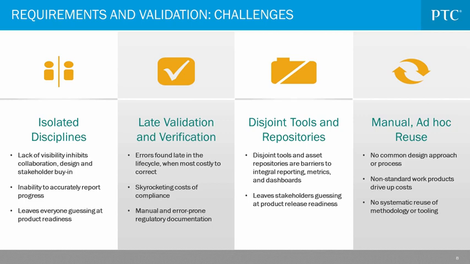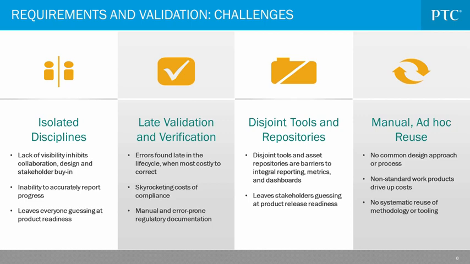Then we talk about the actual applications and repositories that manage this content and information. If there's a lot of different applications involved, you get disconnected or disjoint tools and applications that can't communicate to each other. And so you're not able to understand when the product is ready to release on time.